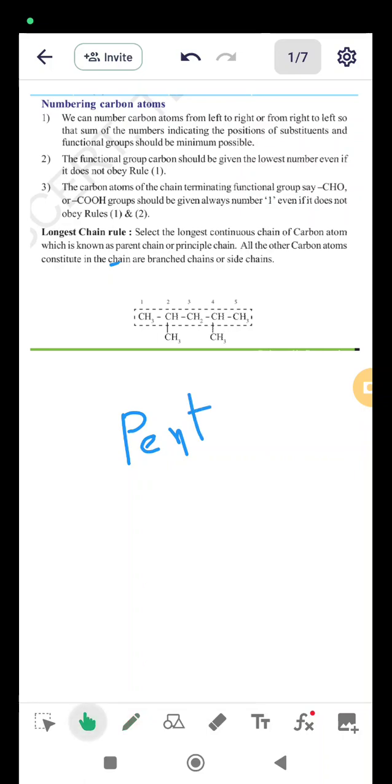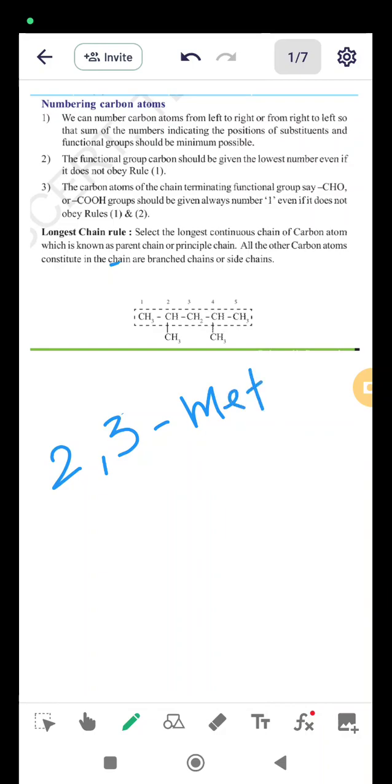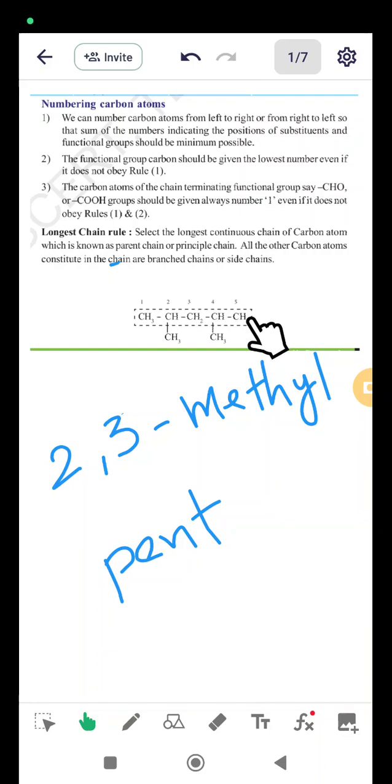Okay, you already numbered that 1, 2, 3, 4, 5. So this is the longest chain. In this longest chain there are 5 carbons. So 5 carbons means our word is pent. Okay. So after that, at the second carbon and fourth carbon there are methyl groups. So we can write that 2, 3... 2, 3 methyl.